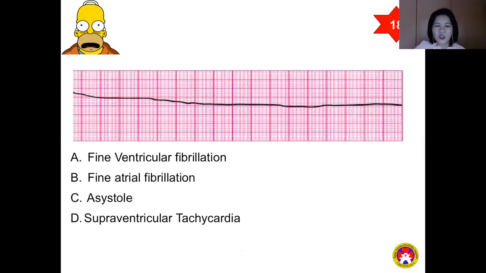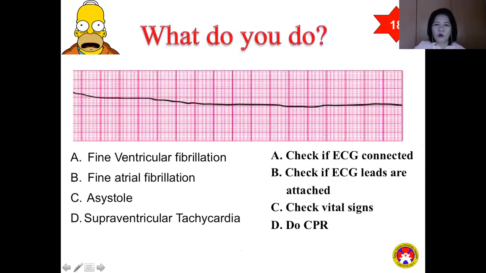And we'll go to the last tracing. So what do you think is this one? You just see a flat line. So this is called asystole. So what do you do? If you see this tracing, the first thing you have to check is, is your patient arrested? Because if your patient is not arrested, then check your ECG connection. Your ECG leads might have been detached. And if they are truly connected, as I mentioned, check vital signs and proceed with CPR. The patient has to be resuscitated. So start CPR.